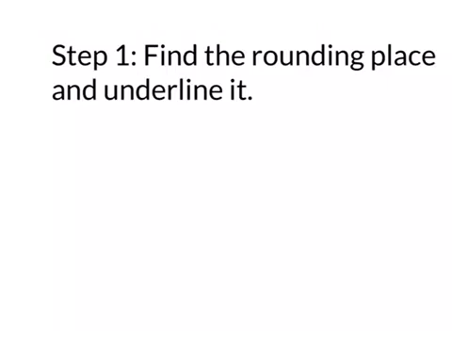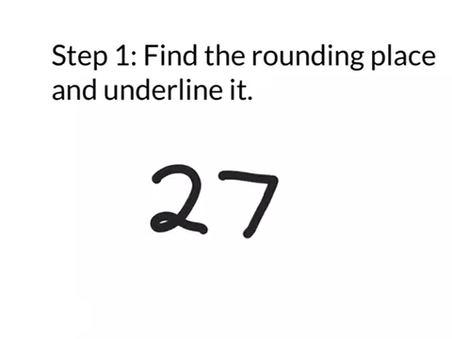So there are 3 steps that we can use when we're trying to round a number to the nearest 10. The first step is to find the rounding place and underline it. So if the number that we're talking about is 27, we need to first find the rounding place and underline it. So in 27, since we're rounding to the nearest 10, we are going to underline the 2. That is step 1. Find the rounding place and underline it.